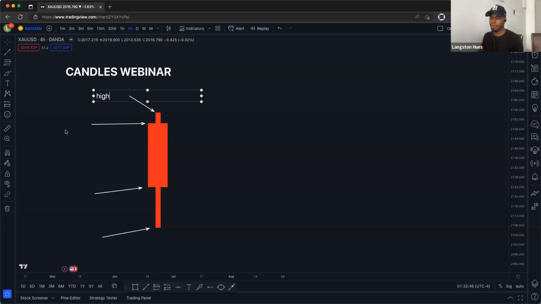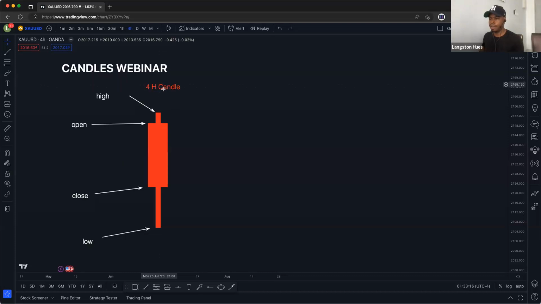The high, the open, the close, and the low. So what occurred here? This is the 4-hour. And we know that it is bearish, correct? And that's just by looking at the color. So how do we read this on the 1-hour structure?